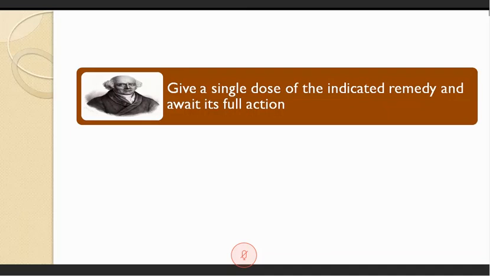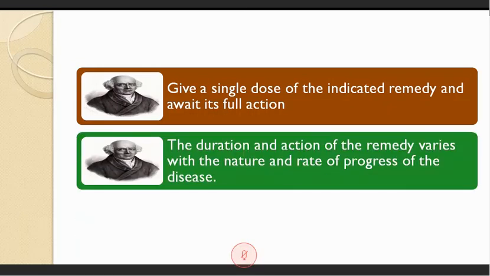And what does Hahnemann recommend to us? Just give a single dose of the indicated remedy and await its full action. The duration and action of the remedy varies with the nature and rate of progress of the disease. Can anybody see in the Boericke Materia Medica, there is a separate section on the duration of action? He gives, for example, Rhus tox, the action duration is 7 days. He gives Mercurius sol, action duration is 20 to 30 days. What does it mean? In chronic cases, it may, but in acute cases, it's a different thing. That's why he says the remedy way.